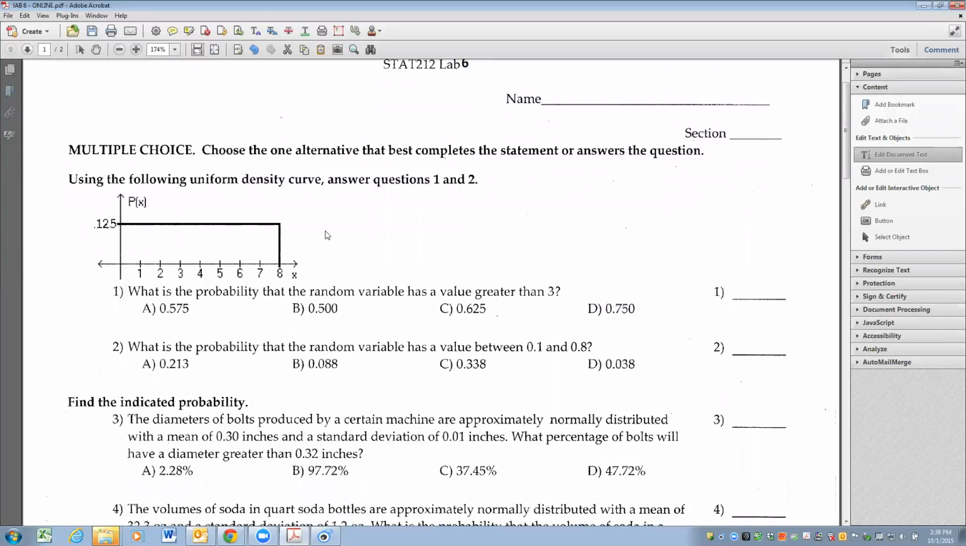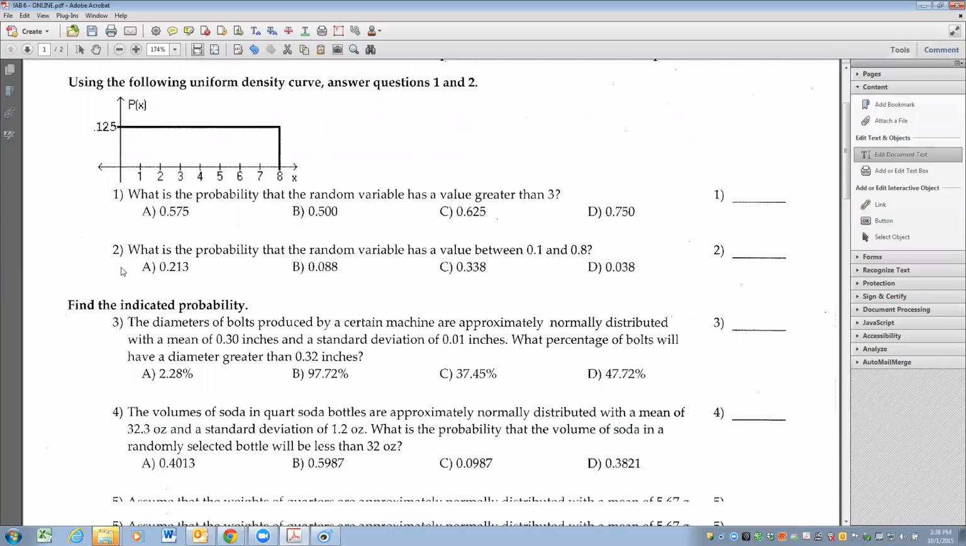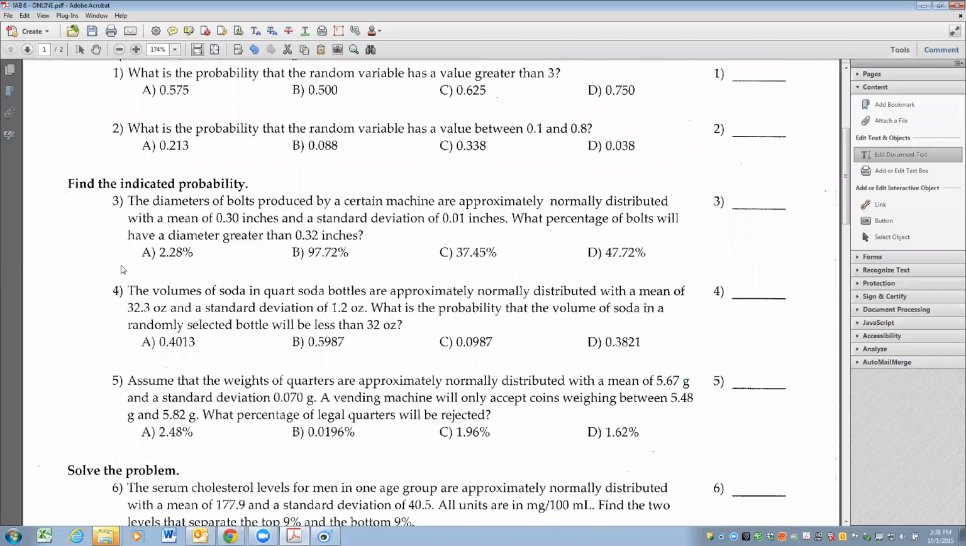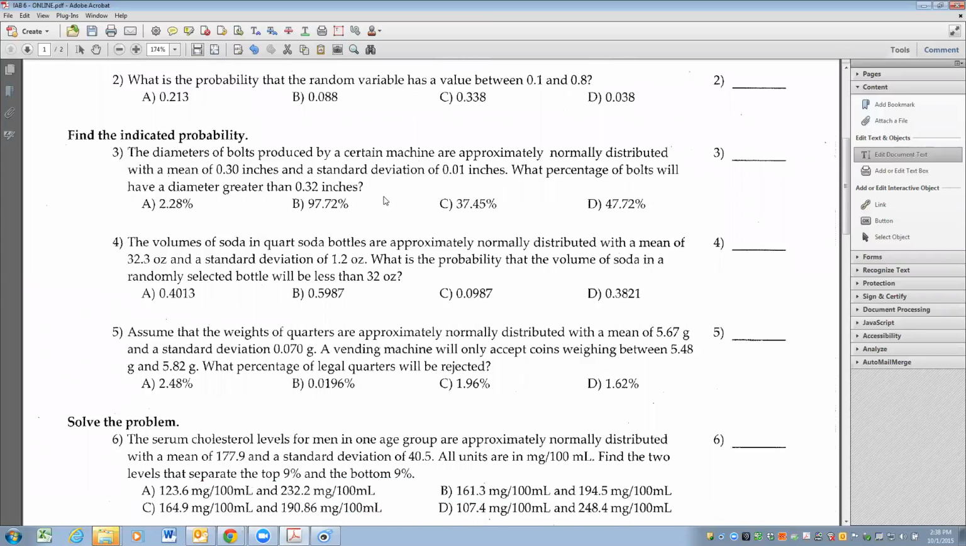The first couple questions do deal with the uniform curve, and it gives you the picture here. Remember, calculating probability with a uniform is just a matter of calculating an area of a rectangle. And then for the next ones, we're going to calculate normal probability.